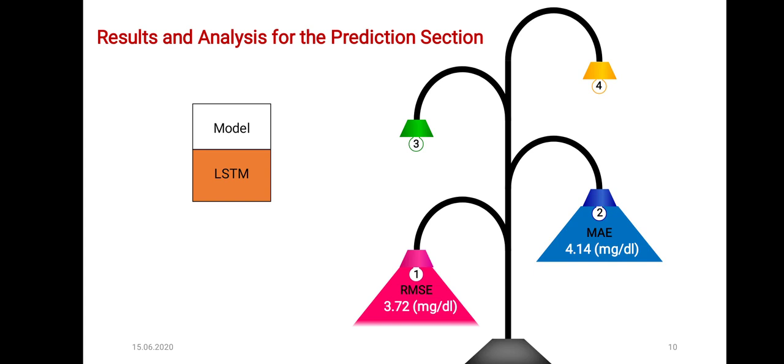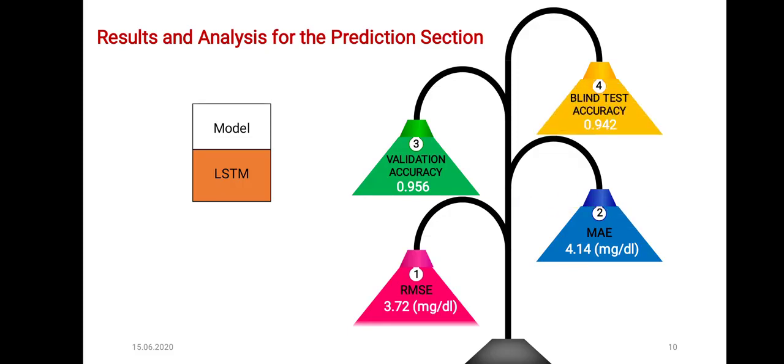Mean absolute error is a measure of errors between paired observations expressing the same phenomenon. Examples of Y versus X include comparisons of predicted versus observed, subsequent time versus initial time, and one technique of measurement versus an alternative technique of measurement. Mean absolute error is 4.14. Validation accuracy is 0.956, and blind test accuracy is 0.942.